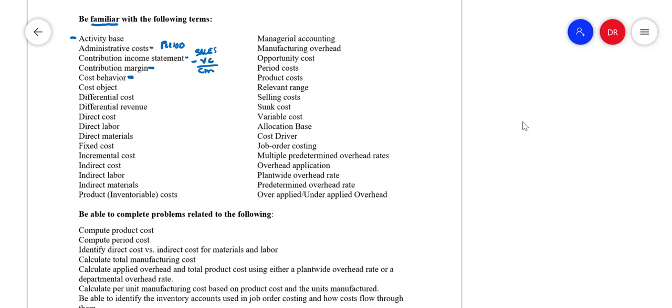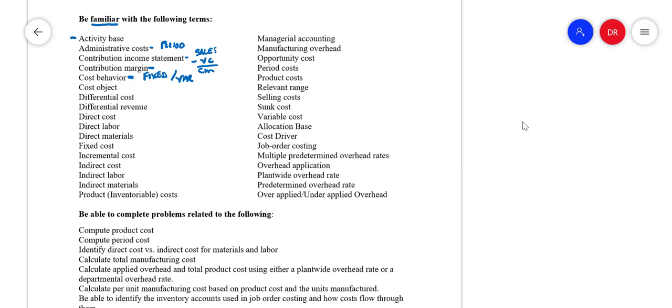Cost behavior, when we talk about cost behavior, we're talking about either fixed cost or variable cost. The total fixed cost will stay consistent regardless of the level of production. So it doesn't matter what level of production you're at, the fixed cost will always be the same in total. The variable cost, however, will be the same per unit, but the more production you have, the greater the cost will be.